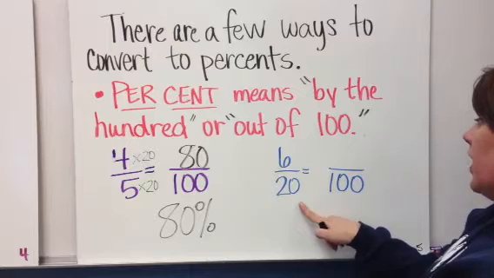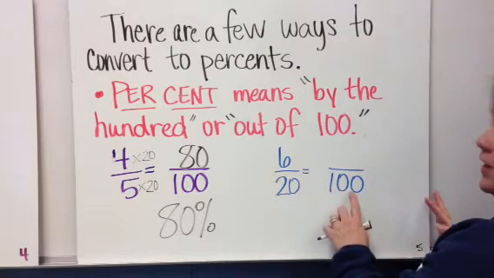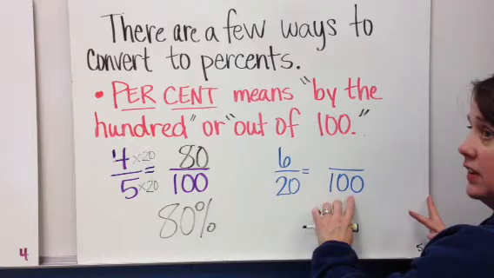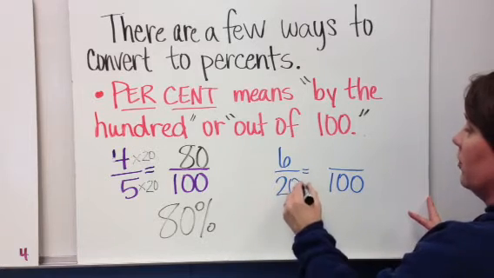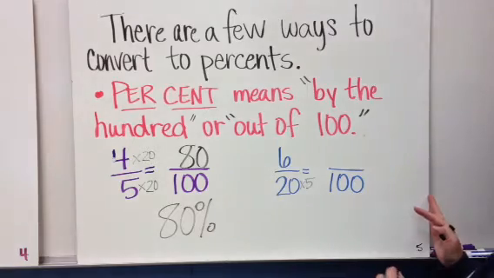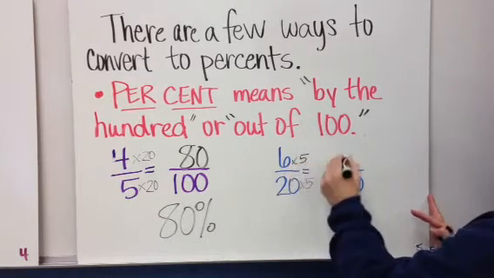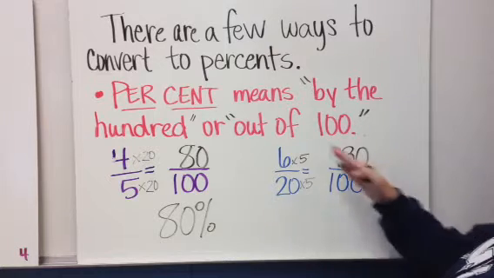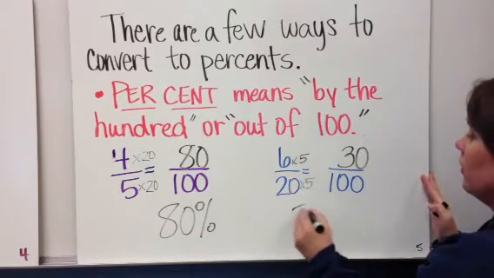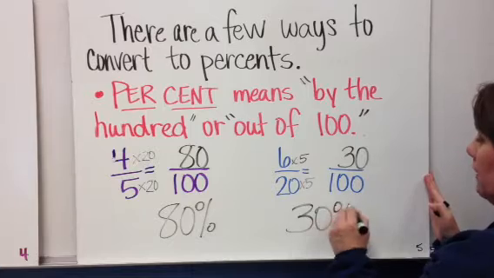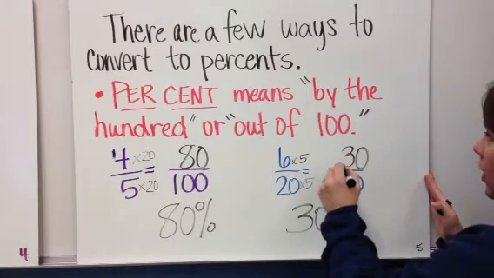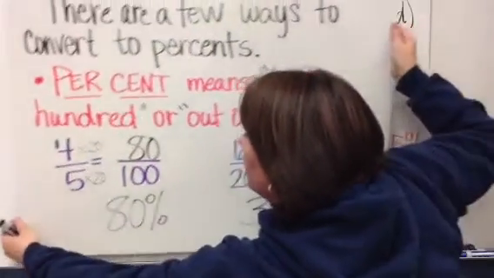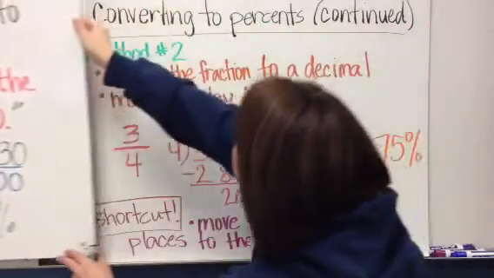Let's look at 6/20ths. Again, I can come up with 100 as a denominator because 20 goes evenly into 100. 20 times 5 equals 100. 6 times 5 equals 30. And so 30/100ths means that 6/20ths is equivalent to 30%. 30 out of 100. It doesn't always work that easily.